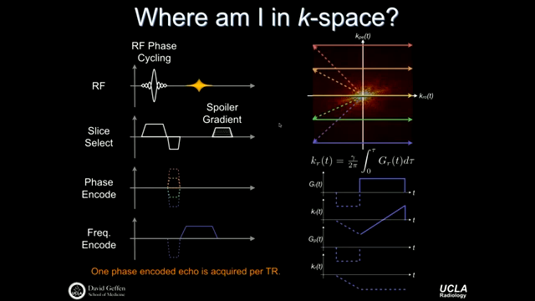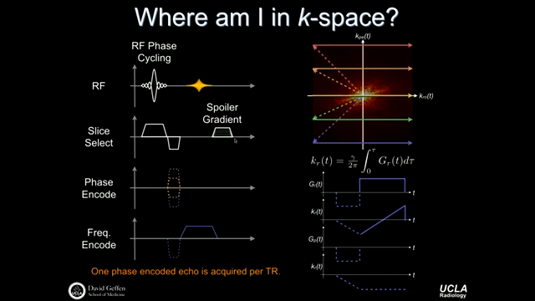I didn't mention it, I should have, but typically we would play something like a spoiler gradient, and the spoiler gradient would completely dephase the available transverse magnetization. So you sort of scramble any available signal, and that's effectively bringing you back to zero, or bringing you back to a new state of magnetization where the magnetization is just along the z-axis.